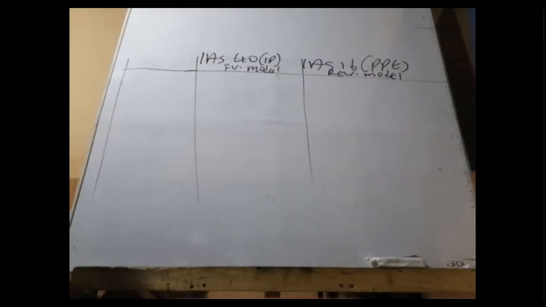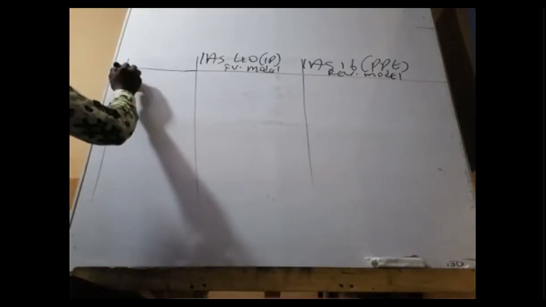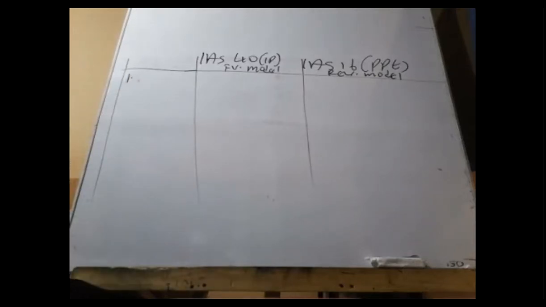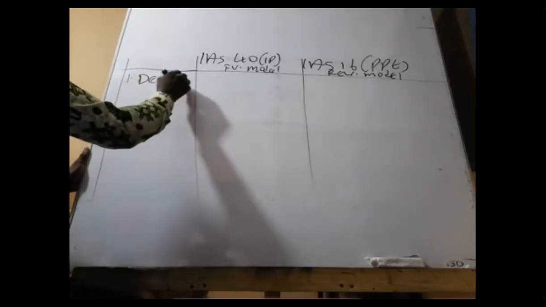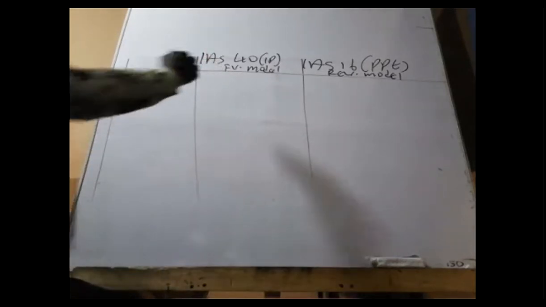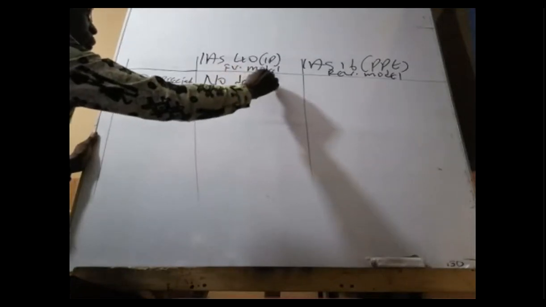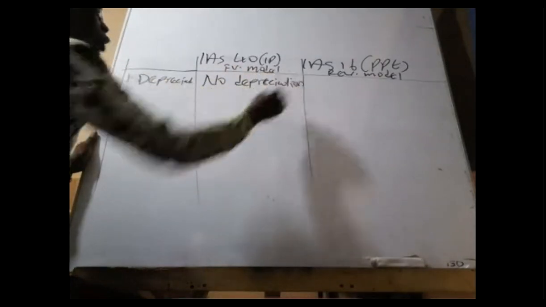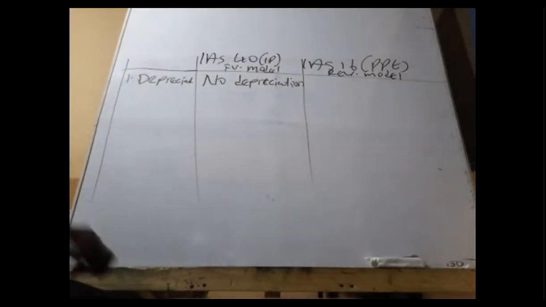So don't use them as the difference. Difference number one, or the distinguishing feature number 1, is depreciation. Under the IAS 40 fair value model, there is no depreciation. You don't depreciate the asset. So take note: all property held under the fair value model, we don't depreciate. So in the question, if it is the fair value model for the investment property, please don't depreciate it. This one, I'm begging you, don't depreciate it.